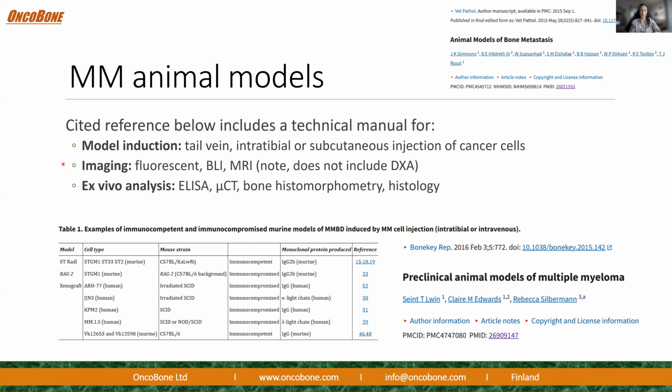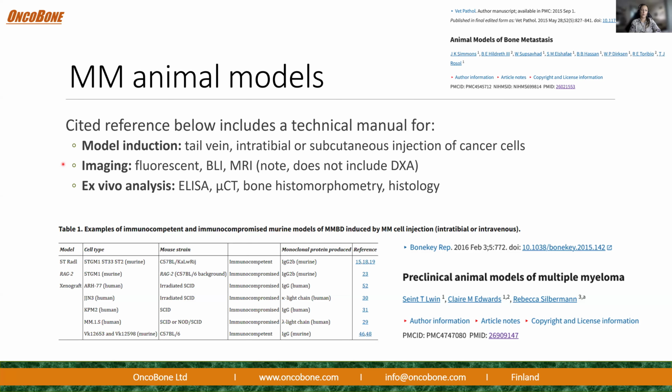This list does not include the use of DEXA because that's not the method that the authors were using at the time that they were making this review paper, but I would definitely personally add DEXA to this list, and hopefully by the end of today's webinar you would come to the same conclusion as me.